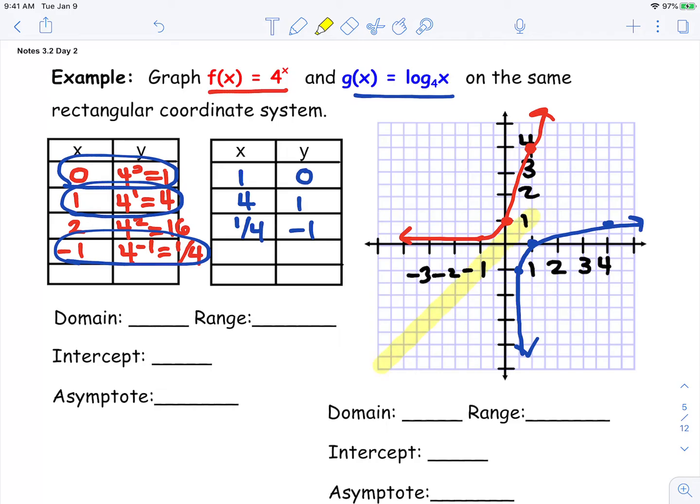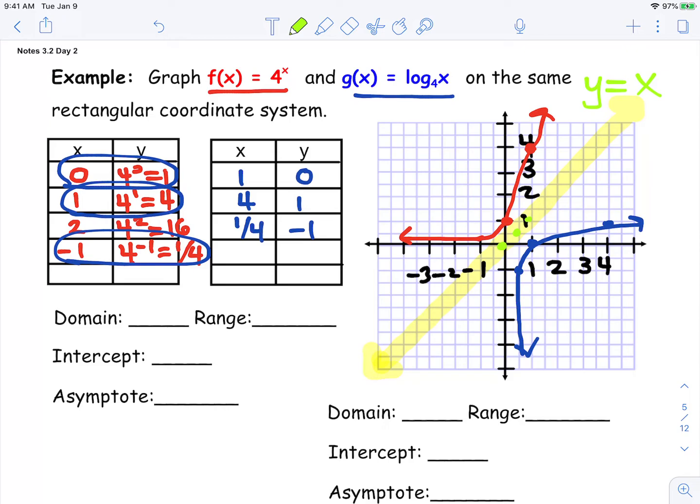This yellow line that I'm graphing right here, it's a large line, it is your line that it's symmetric about, y equals x. So if you imagine folding your piece of paper along that yellow line, the red and the blue would match up.